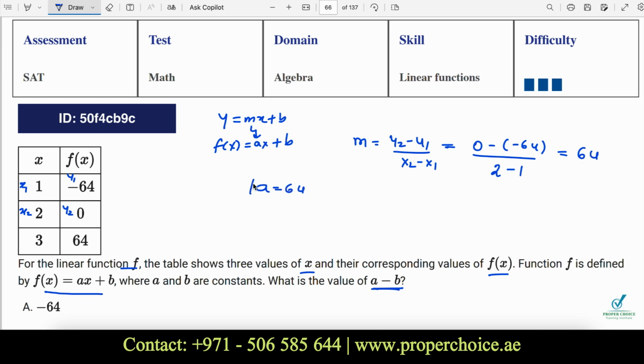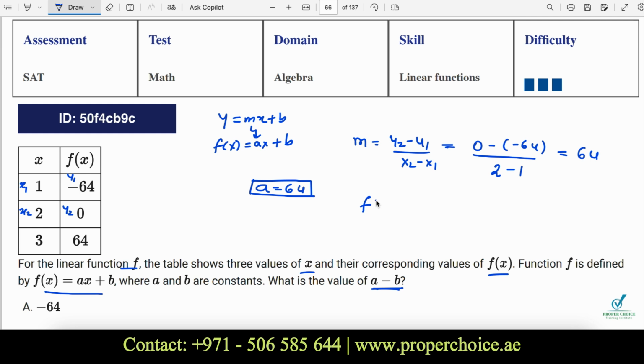Now what would be the value of b? b represents the y-intercept. The y-intercept is the point where the value of x is 0. So how do we use it? You can find it by using any coordinate. You can solve for the y-intercept.